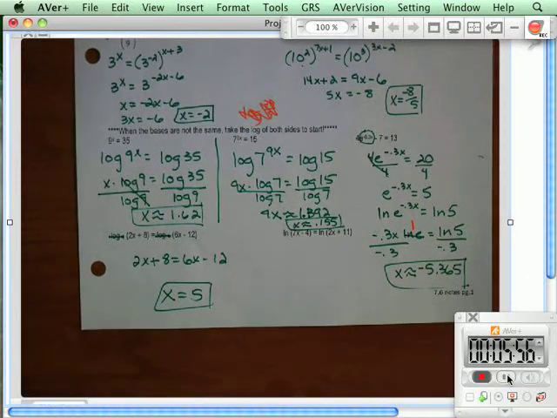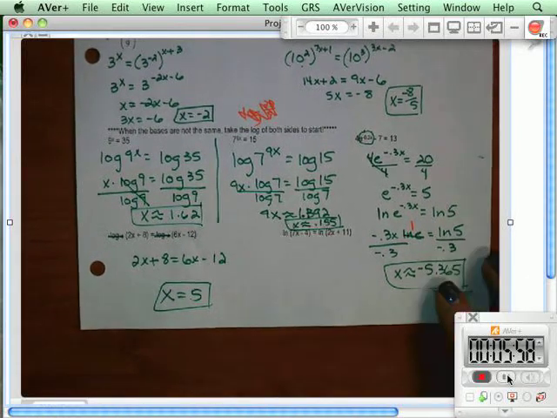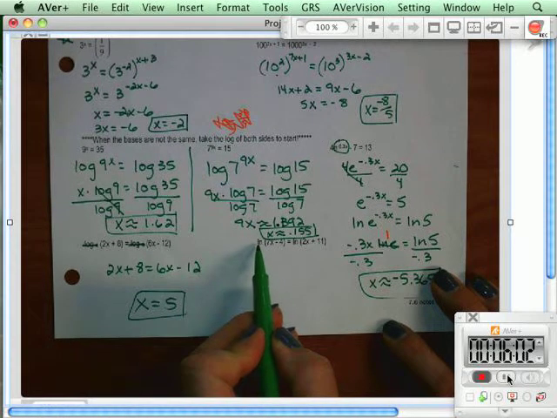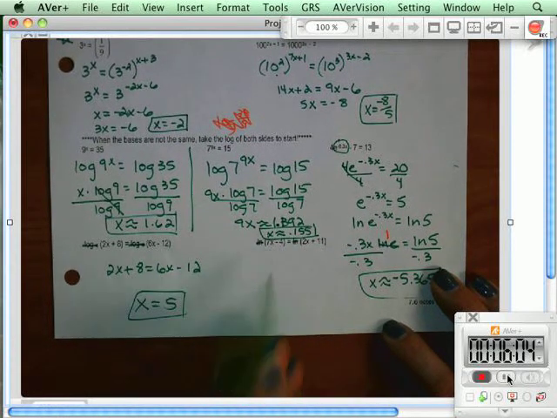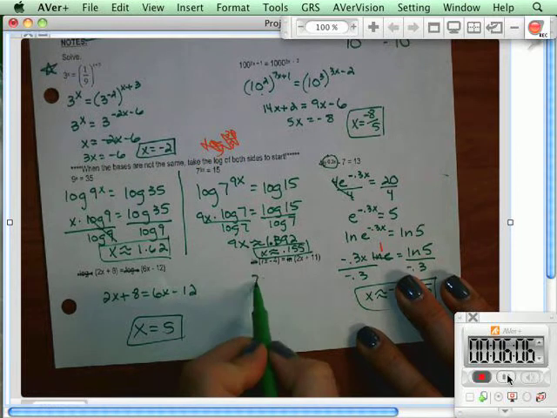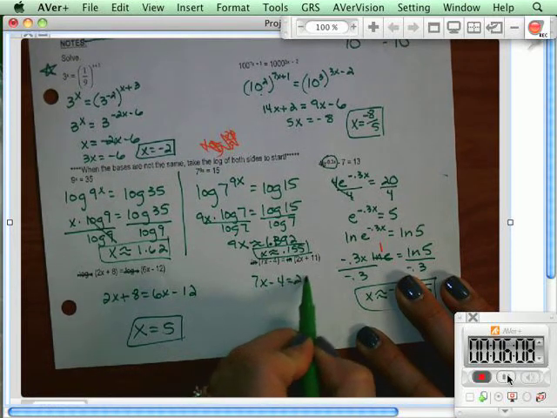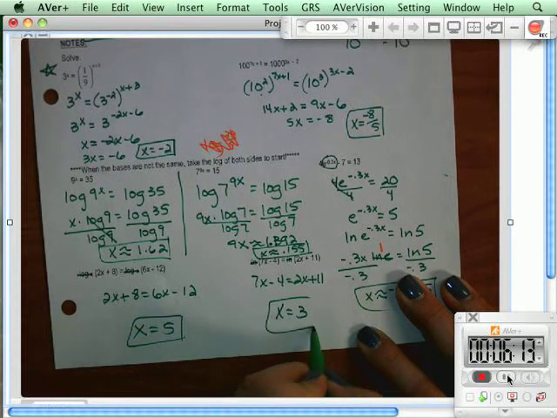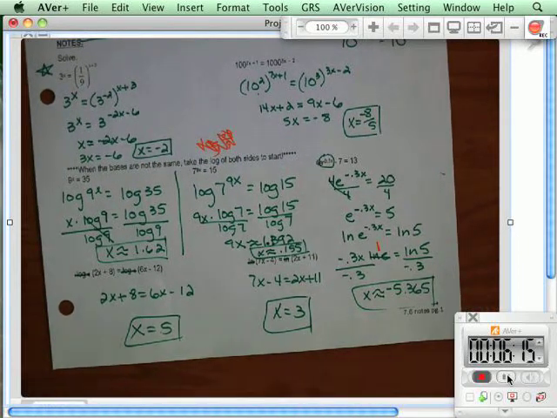How about this one here? What do you think you would do? Yeah, divide both sides by ln. And you just have 7x minus 4 equals 2x plus 11. When you solve, you get x equals 3. Okay?